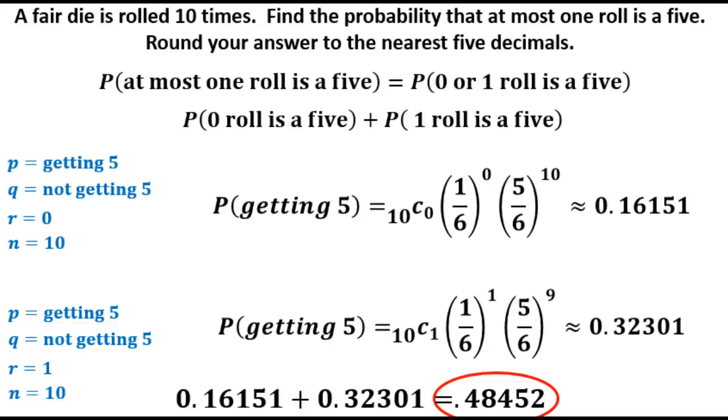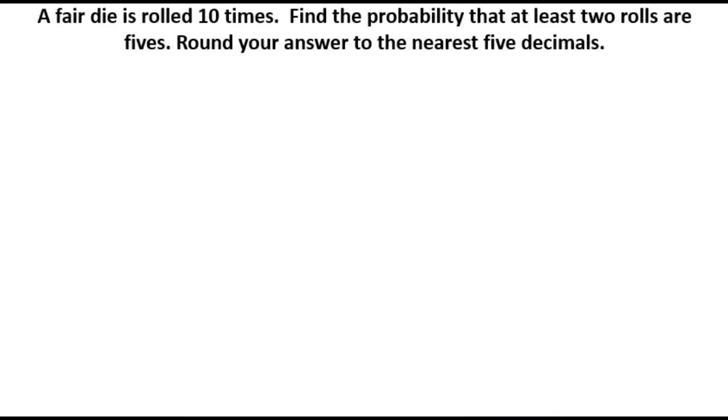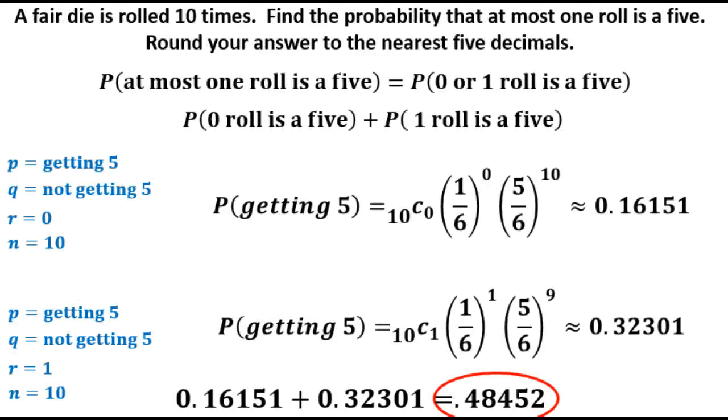Alright, now let's try another one here. This one says at least 2 rolls are 5s. At least 2 rolls are 5s. Well, if we're doing at least 2 rolls are 5s, what's the opposite of at least 2? That would have to be less than 2, so either a 0 or a 1, and really that's what we just found. Let me pull that back up here. That's what we just found right here, that a 0 and a 1 added together equal this.